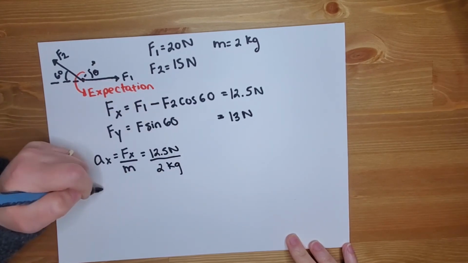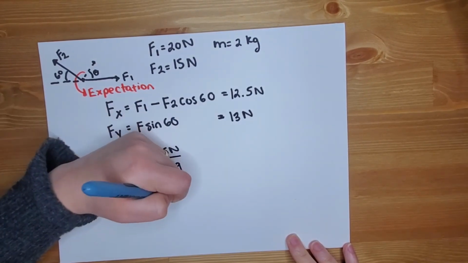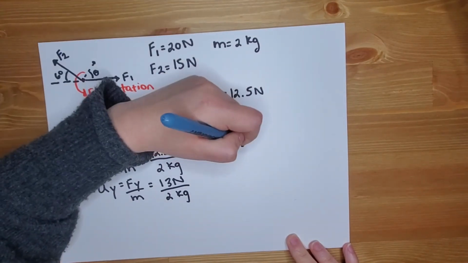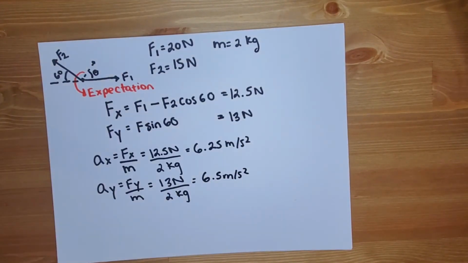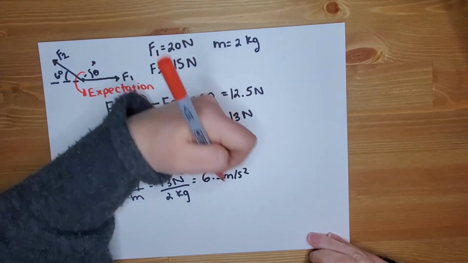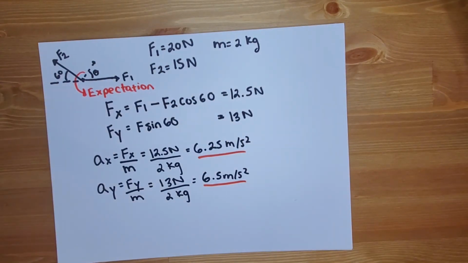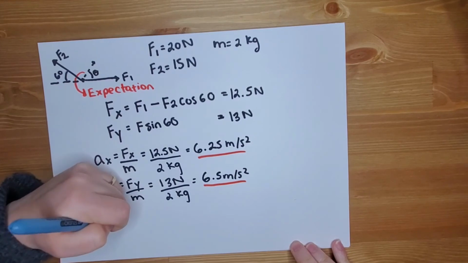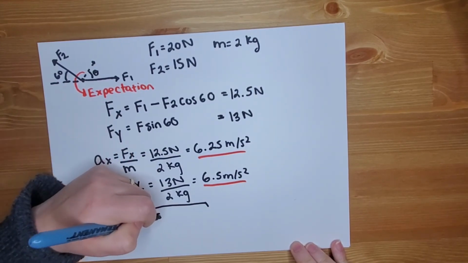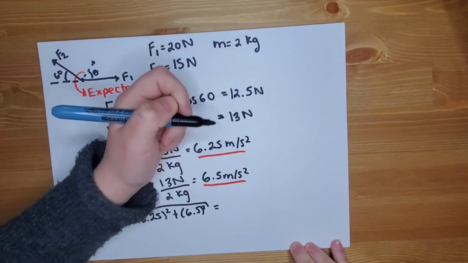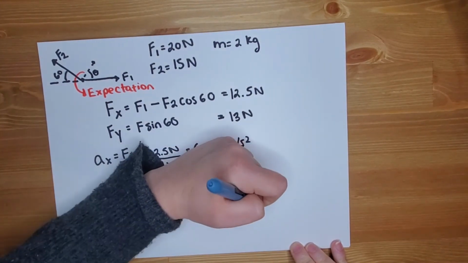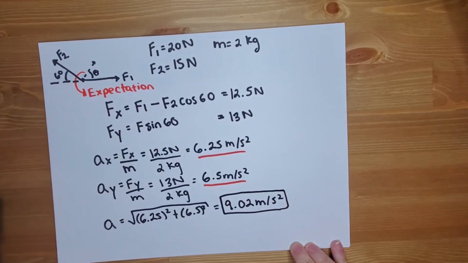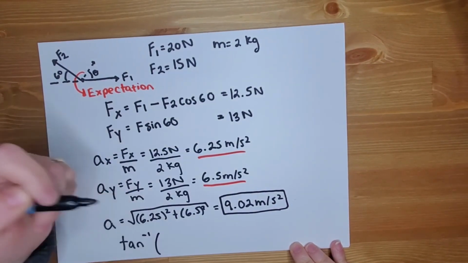to get acceleration x, or the horizontal acceleration, equal to 6.25 meters per second squared, and the vertical acceleration is 6.5 meters per second squared. Do you notice how they are almost the same? Also, the horizontal for the first time is smaller than the vertical component. In our previous examples, we were able to see that horizontal acceleration was much greater than the vertical, not in this case. The magnitude of the acceleration is then 9.02 meters per second squared, which is smaller than the other two examples we just solved, as we were expecting.